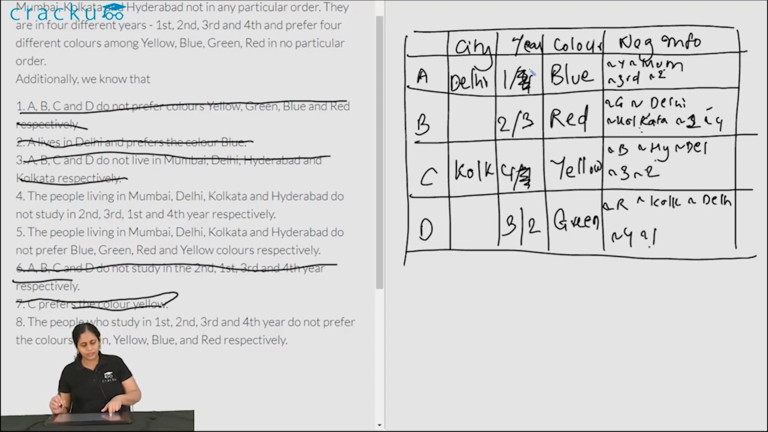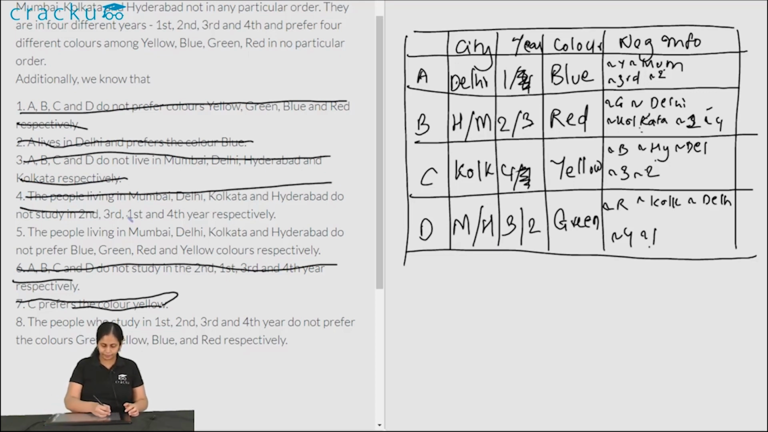The Mumbai guy does not study in second. So if this is 2, then this is Hyderabad, and if it is 3, then it is Mumbai. If it is 3, then it is Mumbai, and if it is 2, it is Hyderabad. So I think I have put in all the information. People living in Mumbai, Delhi, Kolkata do not study in second, third, first or fourth year. So I put that Mumbai guy doesn't live in second, Delhi is not third, Kolkata is not first, and Hyderabad is not fourth. So I put that information in. So this I can strike off.